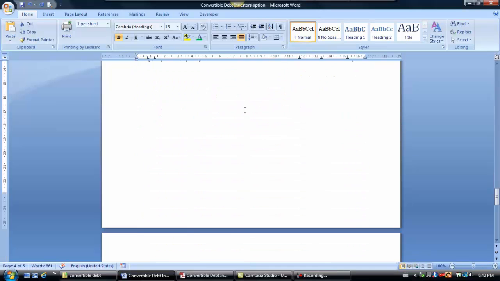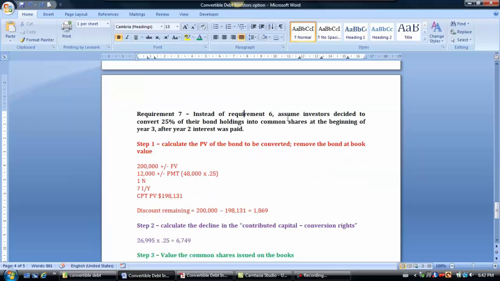Now, let's look at the last requirement here. Let's say that instead of requirement 6, we're not paying it out early, but what's happening is that investors decided to exercise their option and convert not all, but some of the bond holdings into common shares at the beginning of year 3 or at the end of year 2 after the interest was paid. So first thing we'd want to do is take those bonds off the books, but don't forget they're not matured, and we're not taking them all off the books.